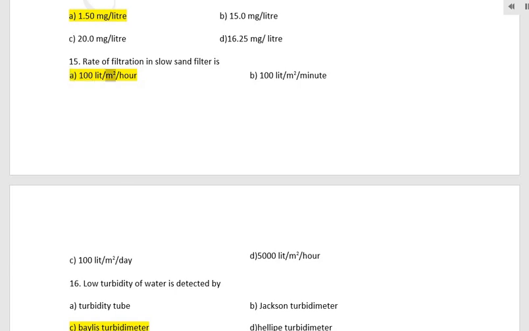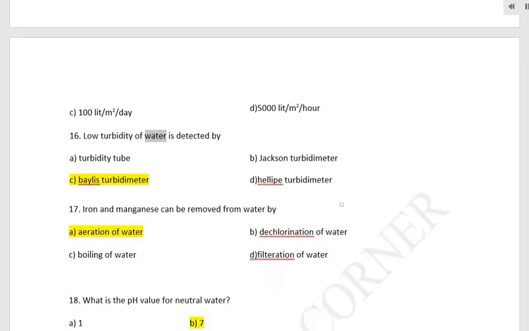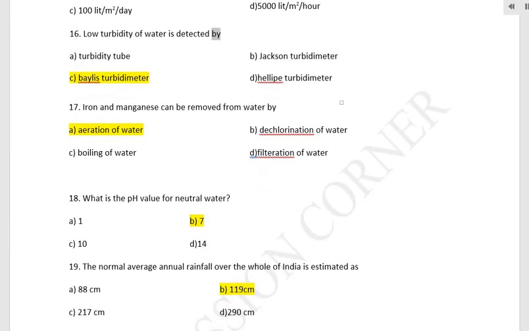100 lit/m2/hour. B. 100 lit/m2/minute. C. 100 lit/m2/day. D. 5000 lit/m2/hour. 16. Low turbidity of water is detected by A. Turbidity tube. B.